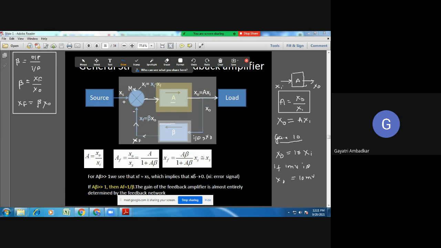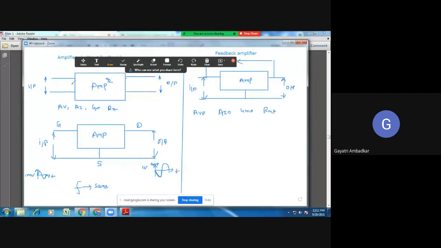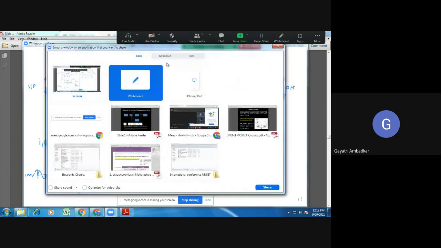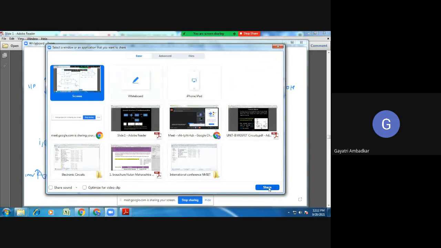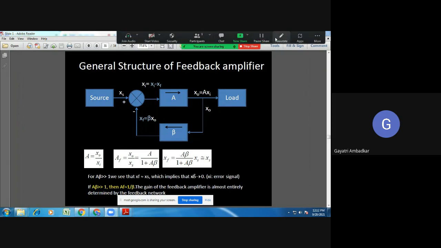What will this mixer do? It will take the input signal. Now, when I am forming a feedback amplifier, I will not give my input directly to the amplifier, like the case I discussed here, where the input was given directly to the amplifier. In a feedback amplifier, we will not give the input directly, but we will give it through the mixer. Understood?